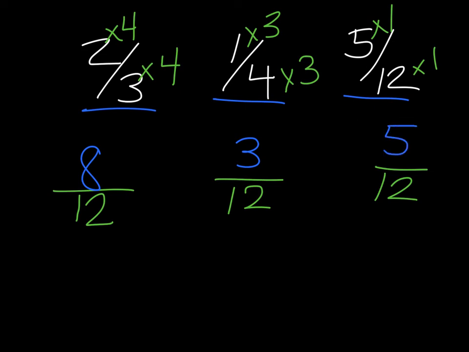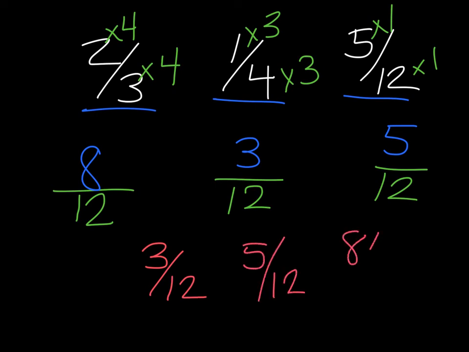So now when I'm going to put the fractions in order from least to greatest, I'm going to do 3/12, 5/12, and 8/12. All right, and so that is how we order fractions from least to greatest.